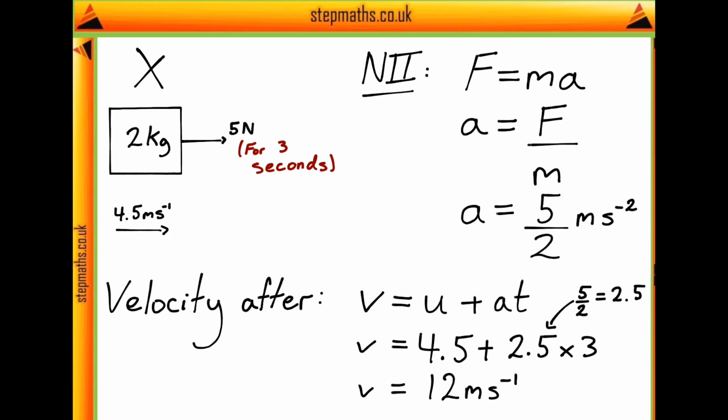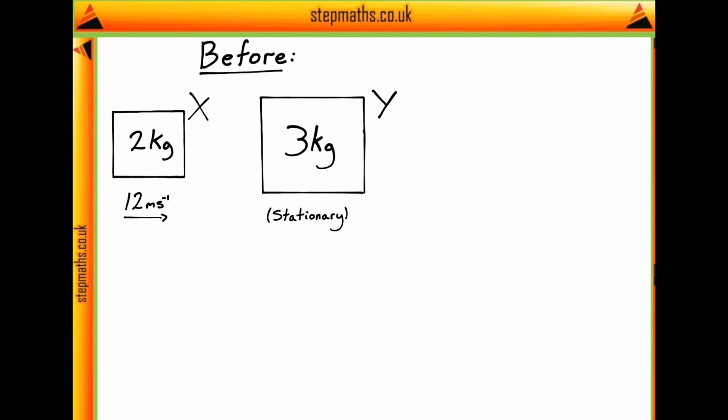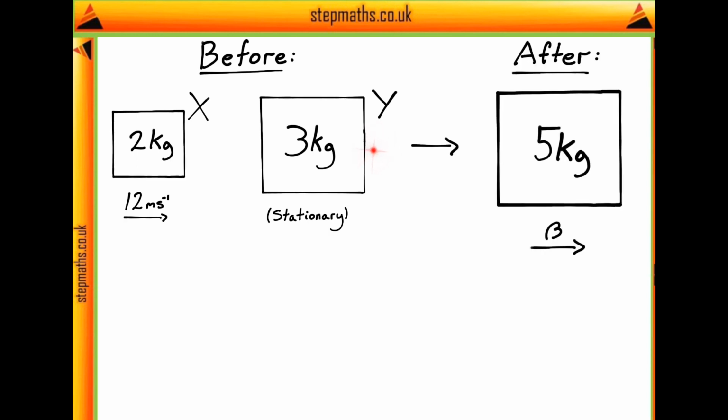Now that we know this, we can go ahead and consider the actual collision. So our block x of 2 kilograms, moving at 12 meters per second, collides with the stationary block of 3 kilograms, which is just labelled as y. Then they stick together to coalesce and form a single mass, 5 kilograms, and the velocity of which I've labelled here as beta, because we're going to try and find out what that is. So how are we going to do this?